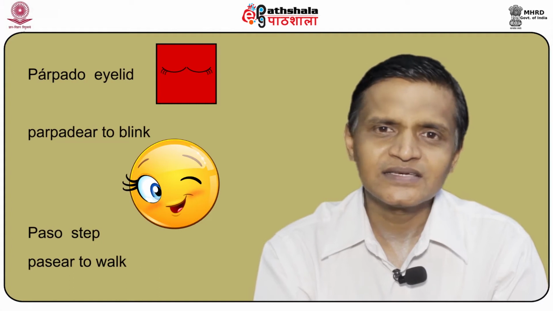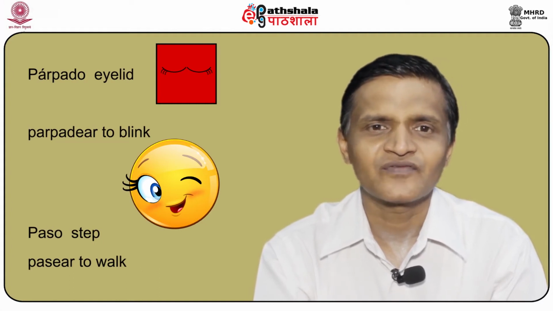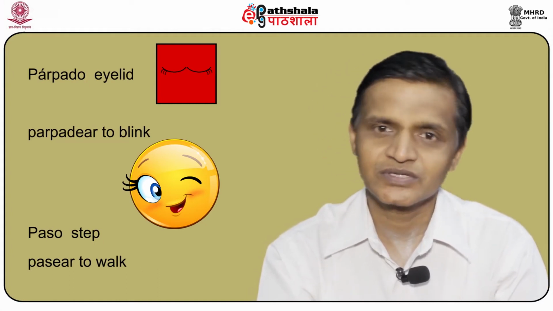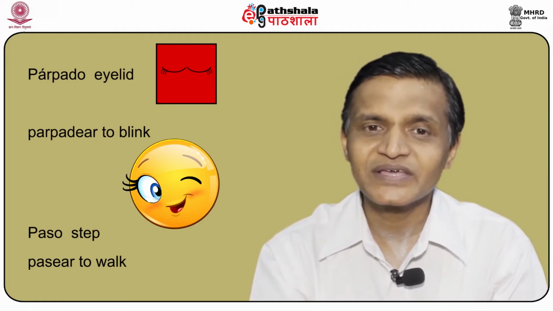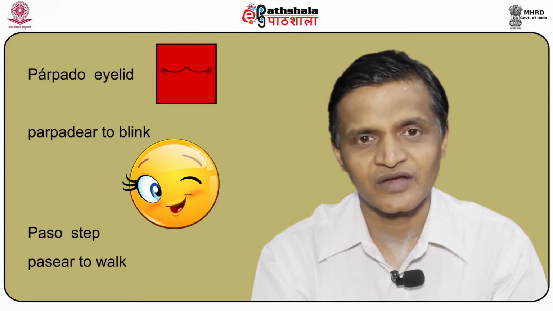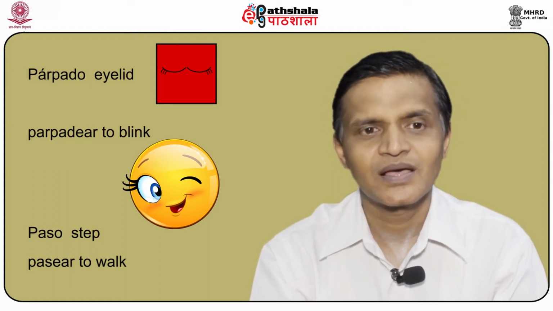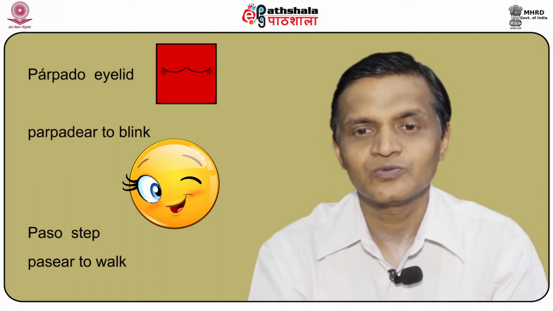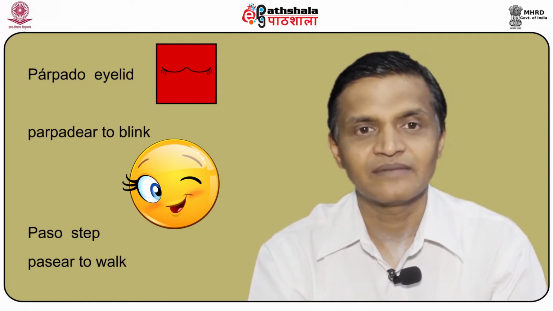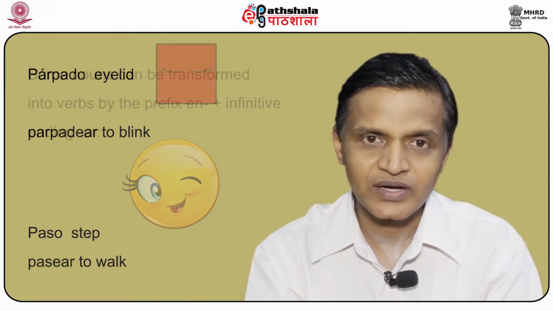Let us see how the reverse works and how nouns form verbs. So -ear is the most common way of converting nouns to verbs. Párpado, the eyelid, turns into parpadear, to blink. Paso, step, becomes pasear, to walk.